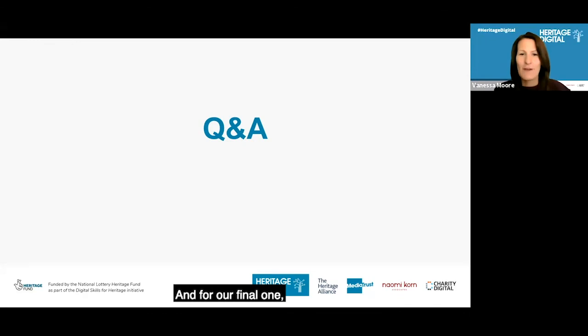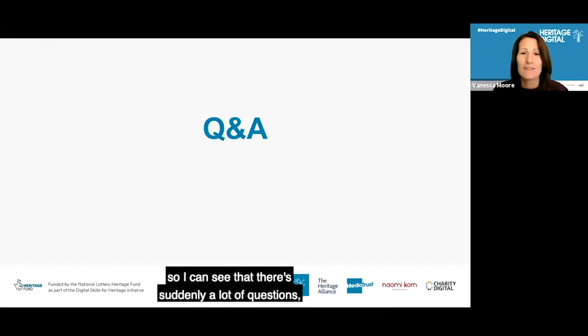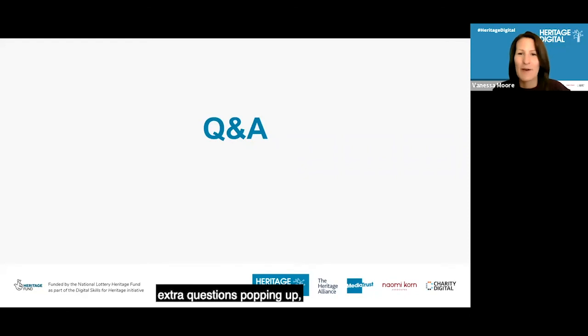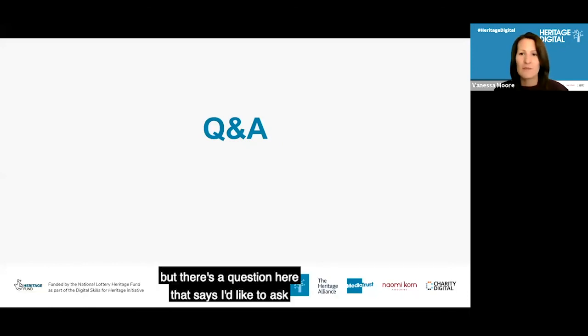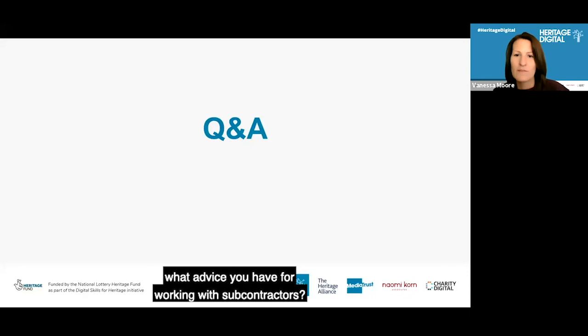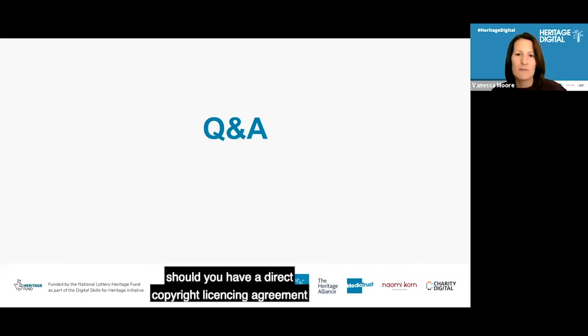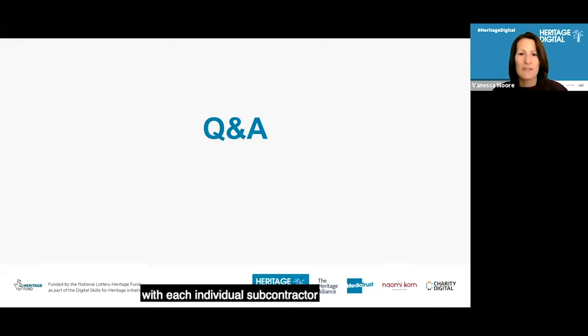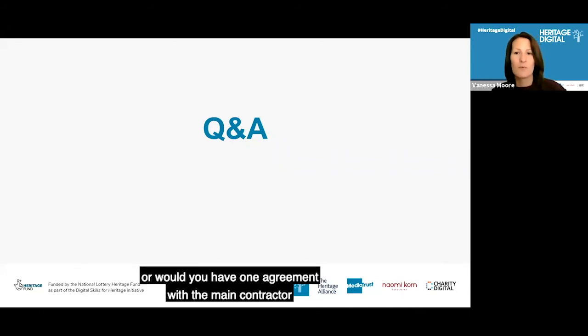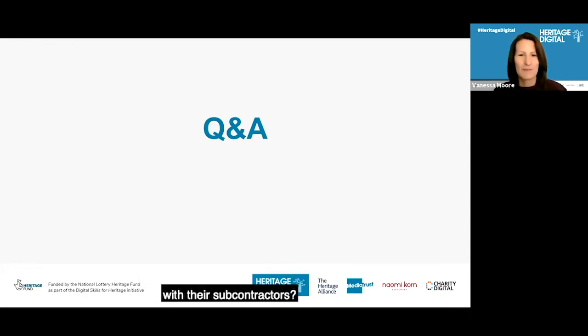Great. And for our final one, I can see that there's suddenly a lot of extra questions popping up. But I'd like to take this one on subcontractors, because mostly we've been talking about working directly with suppliers. There's a question here that says, I'd like to ask what advice you have for working with subcontractors. For example, if you've got one main AV supplier who's subcontracting specialist work, such as music composition, should you have a direct copyright licensing agreement with each individual subcontractor, or would you have one agreement with the main contractor and rely on them to negotiate appropriate agreements with their subcontractors?